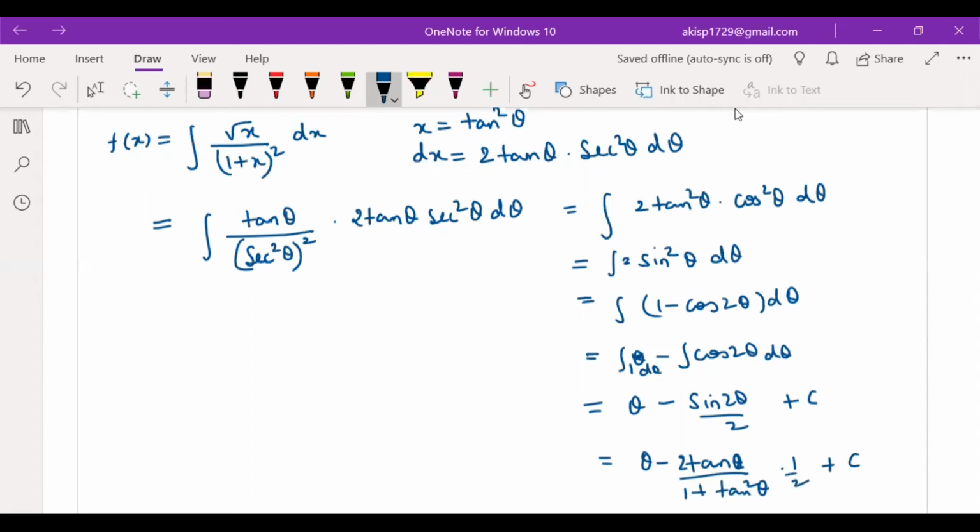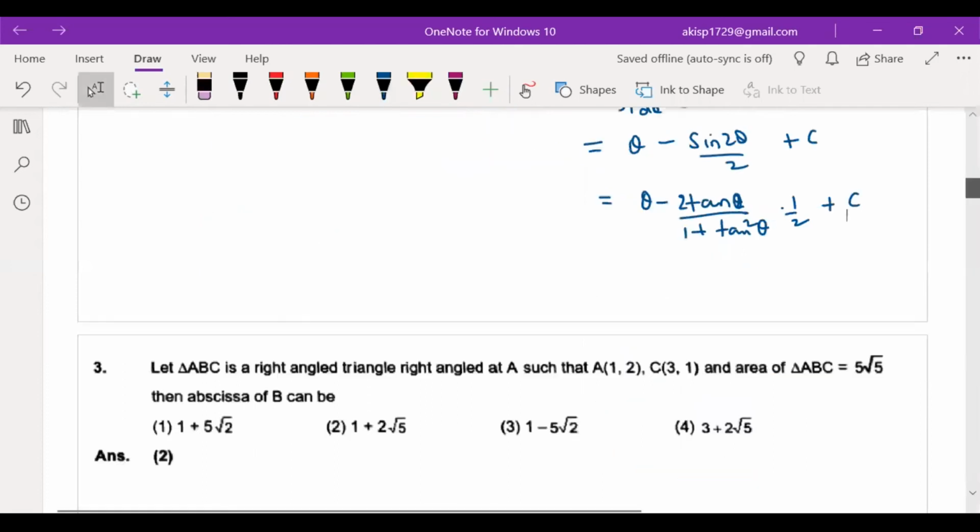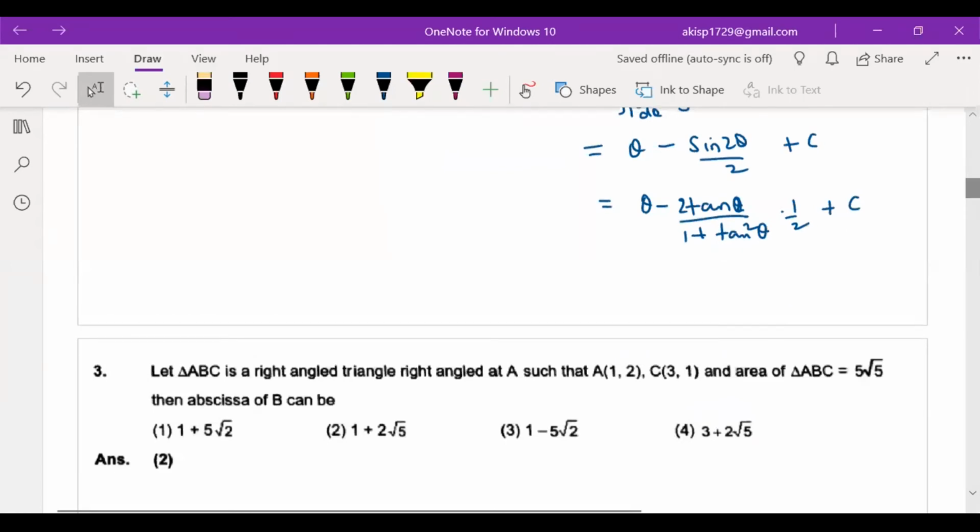So we see that in this case the function f(x) is nothing but theta, which is tan inverse of root x, minus 2 tan theta. The 2 is cancelled, so tan theta, which is root x by 1 plus x, plus a constant.